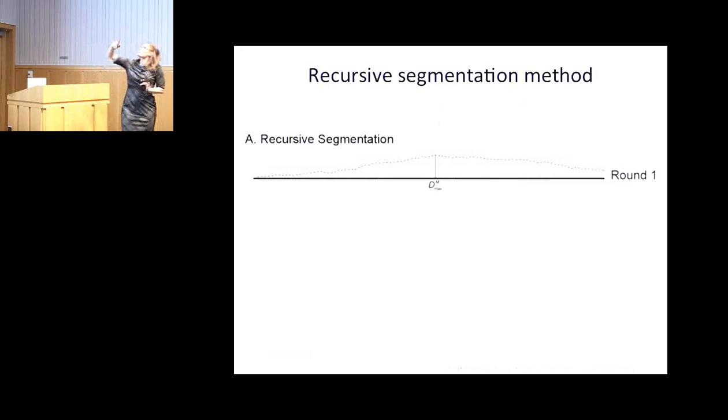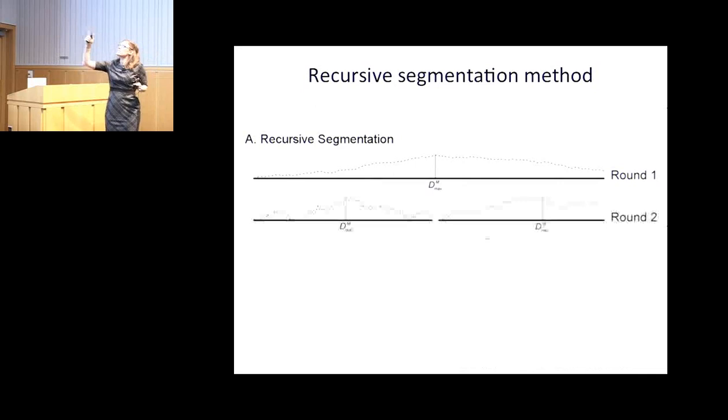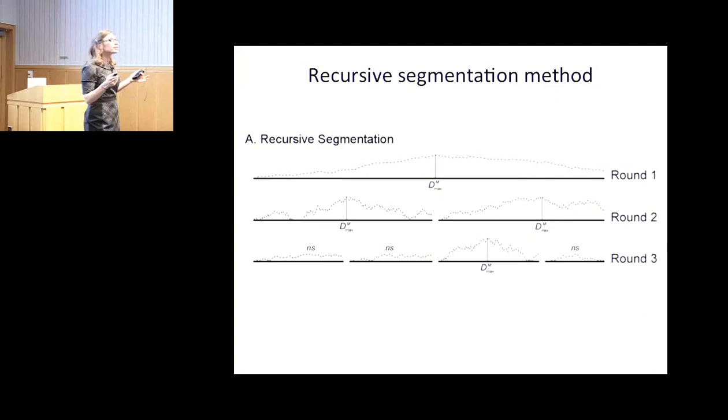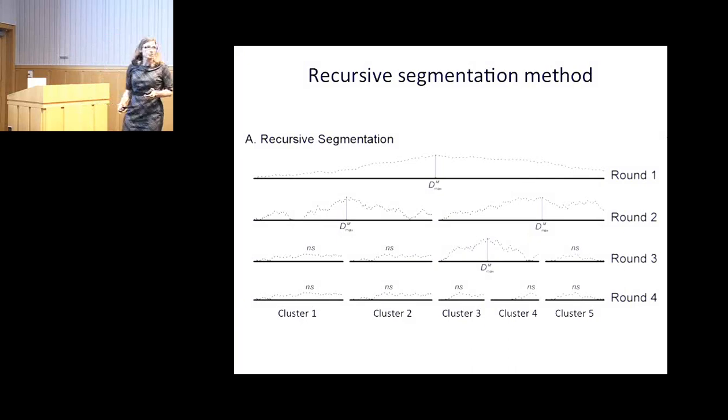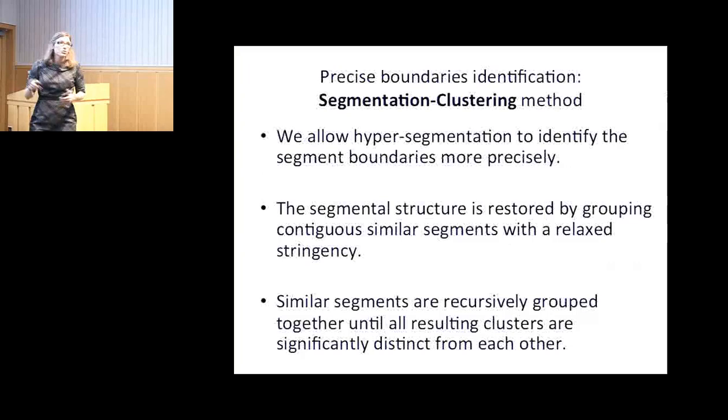Okay, so we have our whole segment that we're looking at. We find the value where the divergence is maximum, and segment. And then we look again, find the value where divergence is maximum, and we segment. And then you can see that there's somewhere with no significant difference, but there's one more, so let's segment again. And now we have five distinct clusters here. So we actually do a segmenting and clustering algorithm where we hyper-segment to find precise boundaries and then cluster them all back together. And this seems to work pretty well for finding unique boundaries.